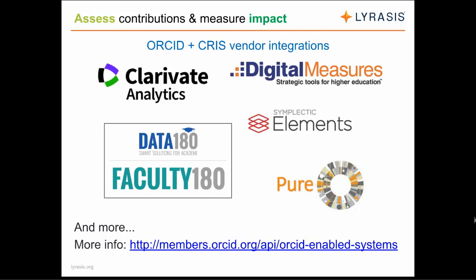Many research institutions in the United States are using Current Research Information Systems, or CRIS, to keep track of data used for faculty review and reporting. There are several vendor-hosted CRIS options available that already support ORCID integration out of the box, such as these shown here. And these are just a few of the popular options available, but you can find more information about vendor systems that support ORCID on the ORCID website.